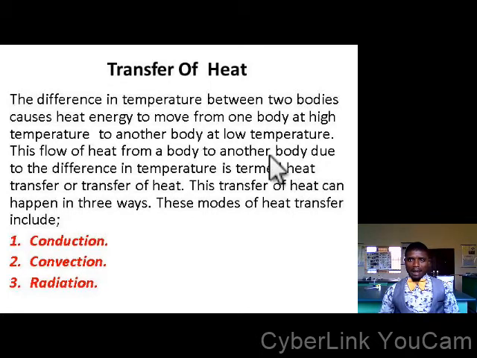I may ask you, what makes heat flow from a hot to a low temperature region? This is due to temperature difference. It's termed heat transfer, or transfer of heat. This transfer of heat can happen in three ways: conduction, convection, and radiation.